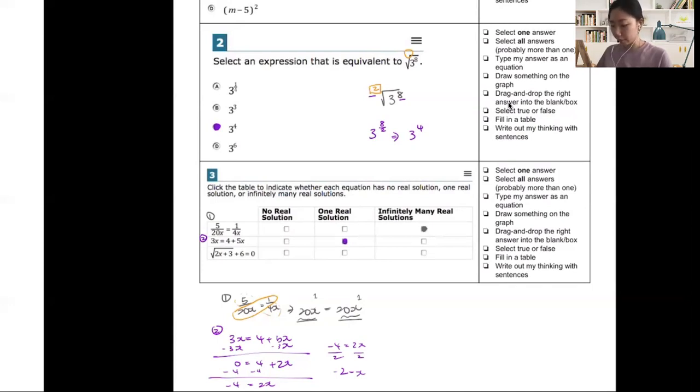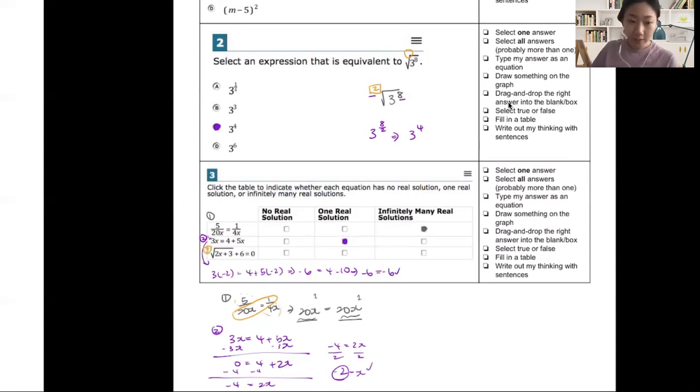If you want to check, you can plug this number back into here, right? To plug it back, I'm just going to write it right here. 3 times negative 2 equals 4 plus 5 times negative 2. We'll get 3 times negative 2 is negative 6 equals 4 plus 5 times negative 2, which is negative 10. So 4 plus negative 10 is just negative 6. And sure enough, we get negative 6 equals negative 6. So we know that the solution is correct.